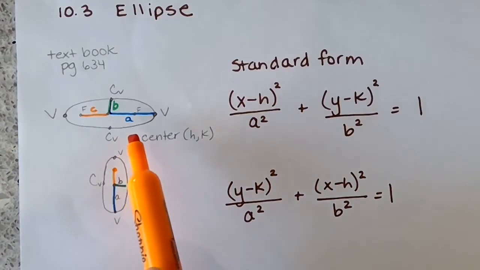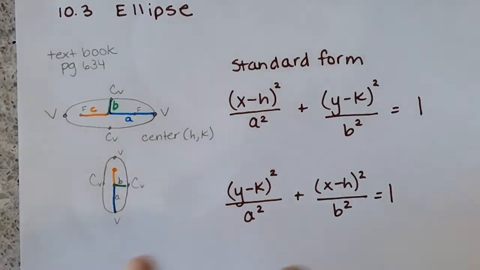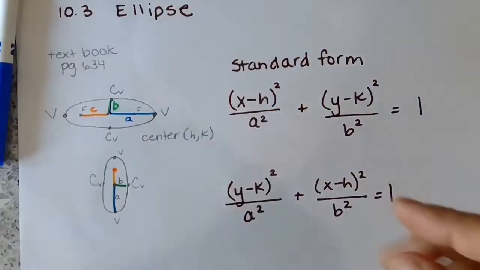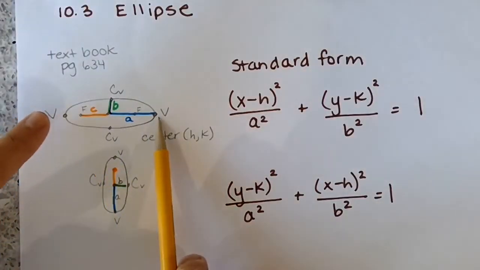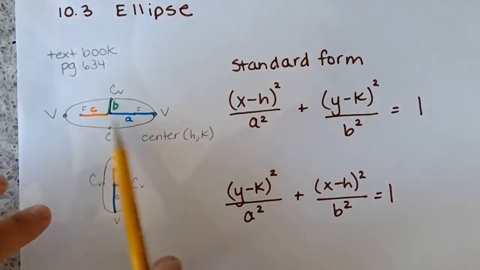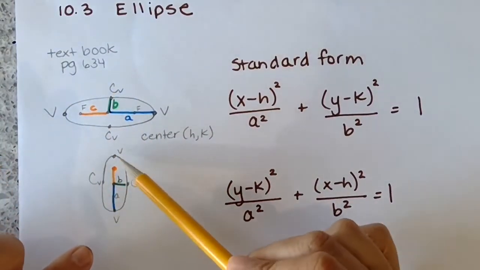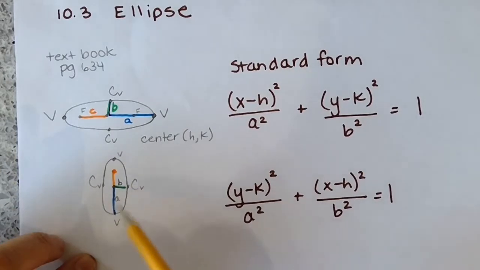So go ahead and copy these diagrams down. And again, these are the same diagrams that we had talked about on this page. It says, if it's oriented horizontally, they're your vertices, co-vertices, A, B, C value. If it's oriented vertically, here are your vertices, co-vertices, A, B, and C value.